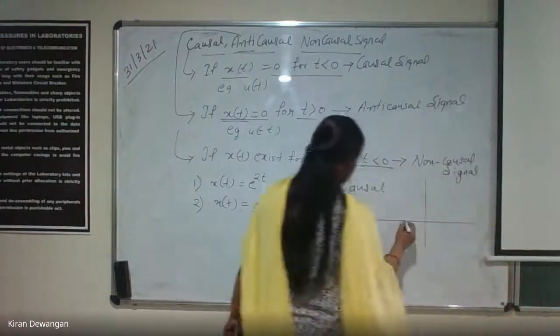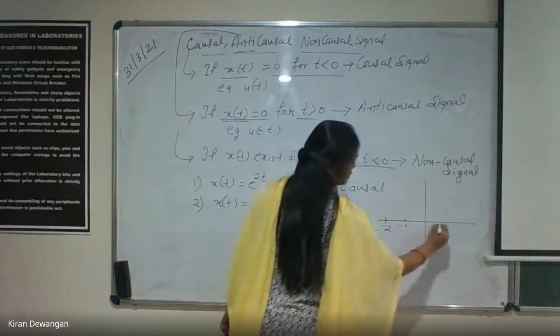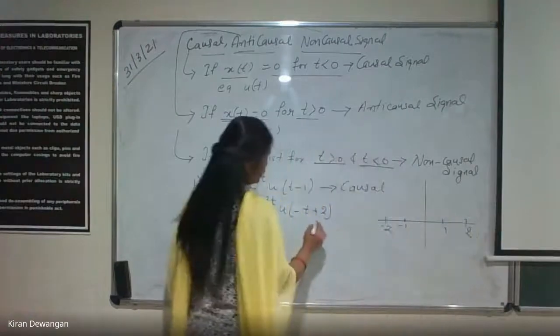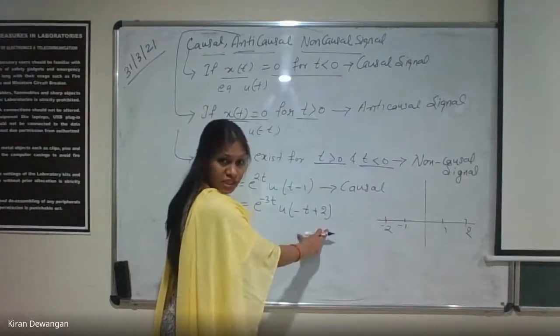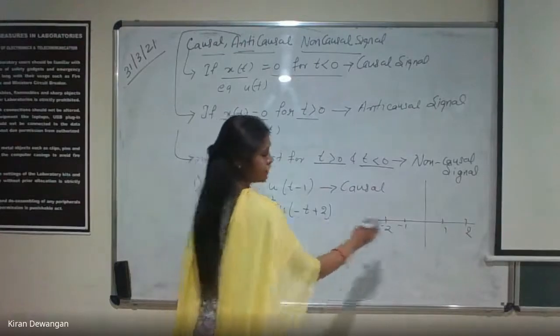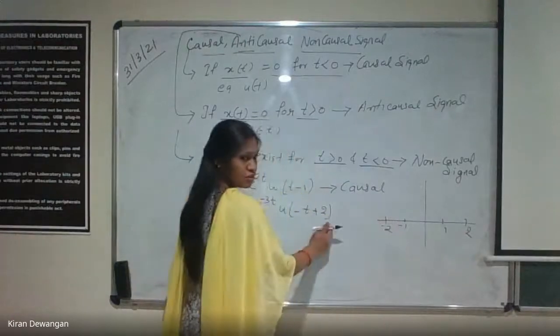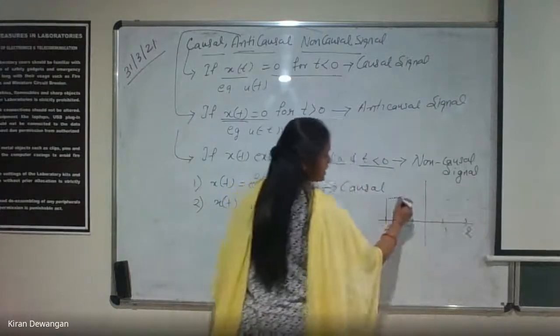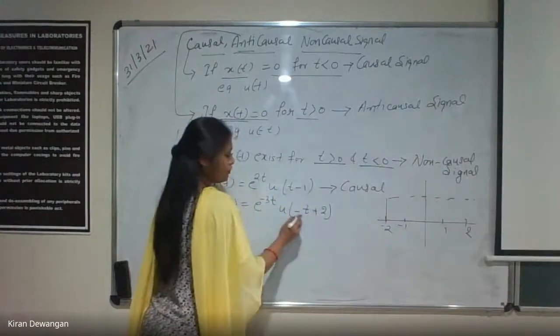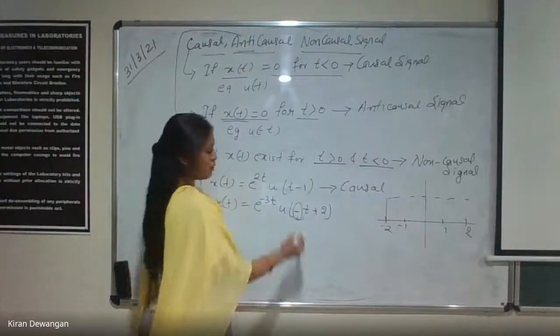This side it is minus 1, minus 2, 1 and 2. u of t plus 2 means minus t plus 2. First we shift. So if we shift, t plus 2 will start from here and it will move in this direction. Now we have to apply the time reversal.